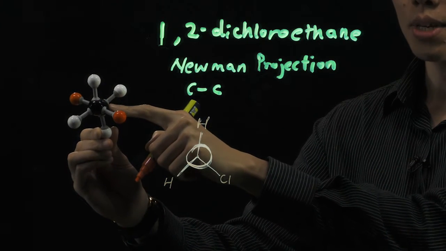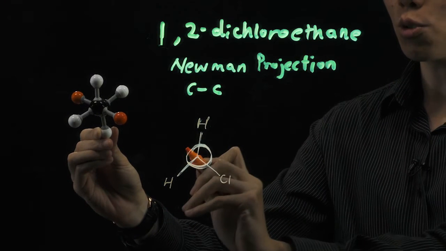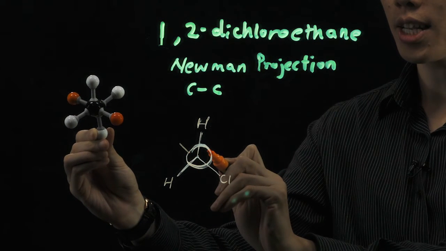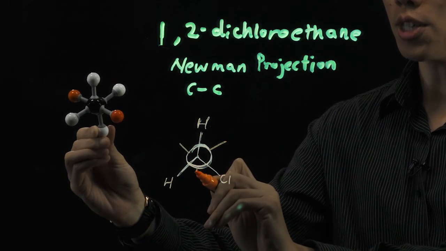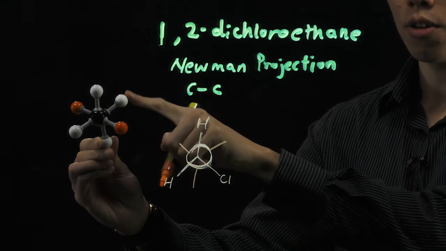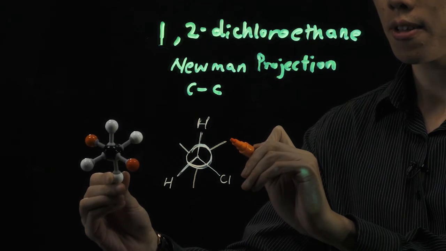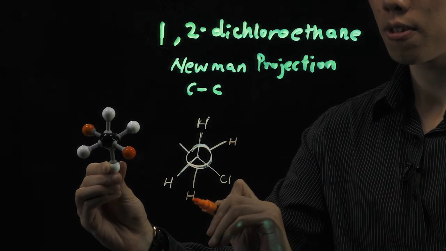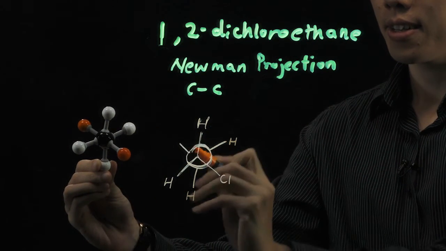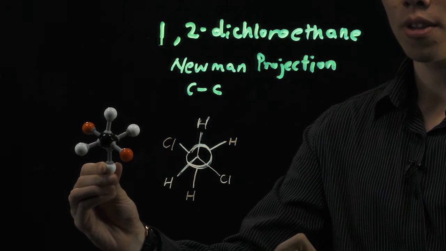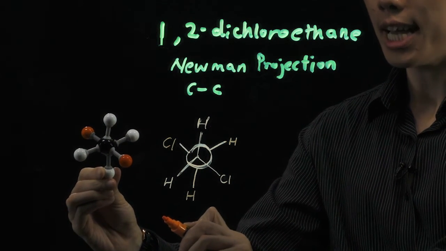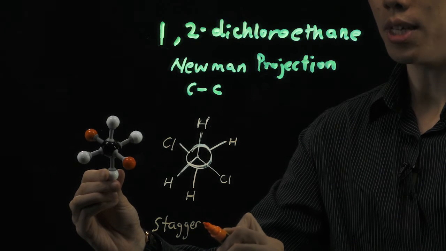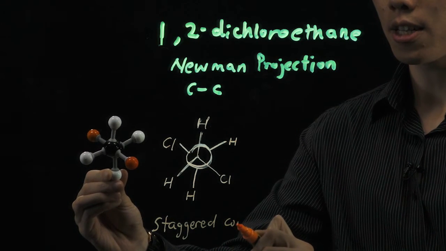I'm going through now to the back carbon behind. So how to show it over here is you draw another 3 lines, but be careful, do not protrude past the circle, alright? So this is the template. And over here, you see a hydrogen. At the bottom, another hydrogen. On the left back, is a chlorine. So this is what we call a staggered conformer.